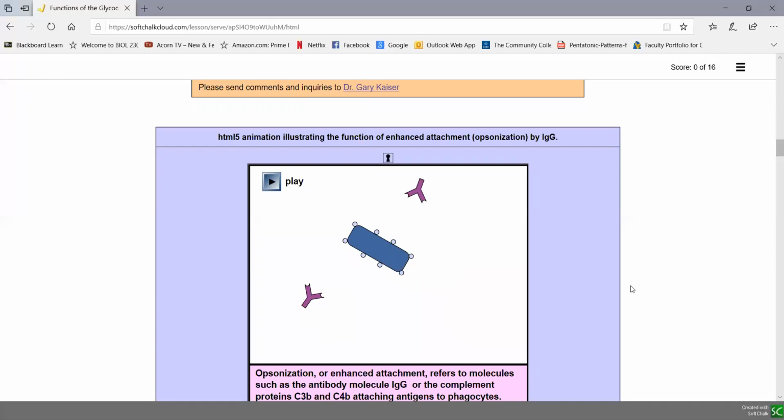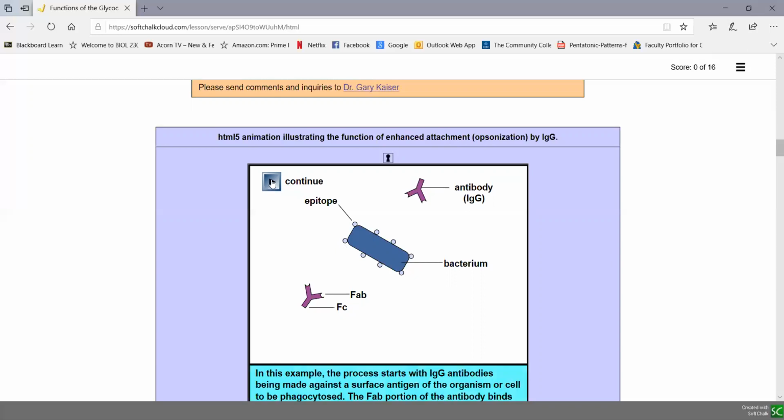So here's an animation that illustrates enhanced attachment, or opsonization, by the most common antibody we make, called immunoglobulin G. During adaptive immunity, we recognize epitopes on the surface of antigens of bacteria, and we make antibodies where the FAB, or antigen binding fragment, of the protein antibody molecule we make is tailor-made to fit these epitopes on the surface of the bacterium. So as we see here, the FAB part of the antibody fits the epitopes and locks on.